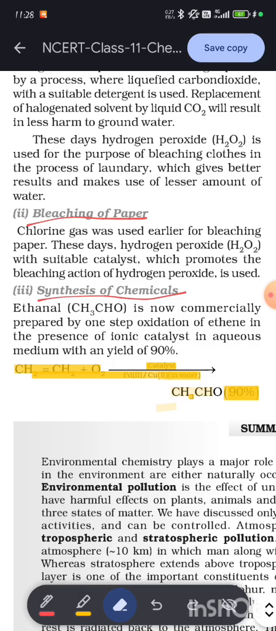Next is synthesis of chemicals. Ethanol is now commercially prepared by one step oxidation of ethene in the presence of an ionic catalyst in aqueous medium with a yield of 90%. CH2=CH2 plus O2 in the presence of catalyst PdCl2 or CuCl2 in water gives CH3CHO, 90%.